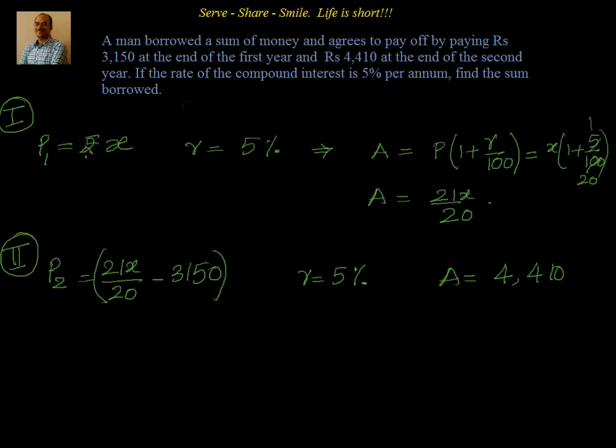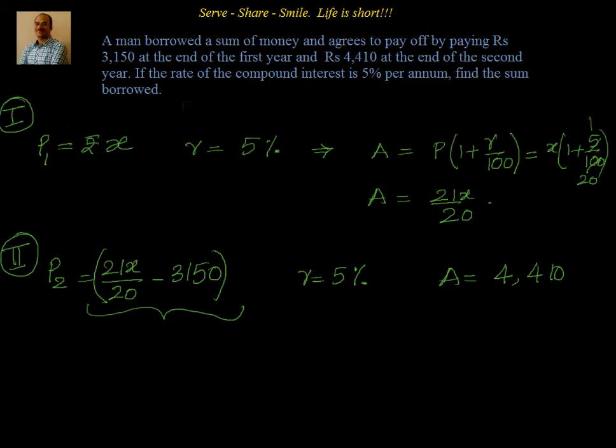So at the end of the first year, ideally if I haven't paid anything, my total amount will be 21x by 20. When I go to the second year, that should be my principal. That is the concept behind compound interest. The compound interest concept is that whenever the compounding period changes, the amount whatever is there will become the principal for the next period. But 3150 the man has already paid, so the amount remaining is 21x by 20 minus 3150.